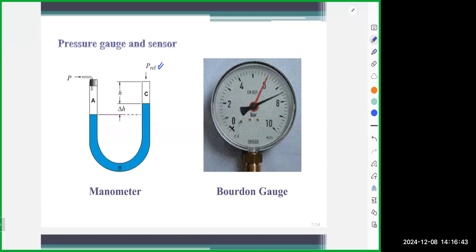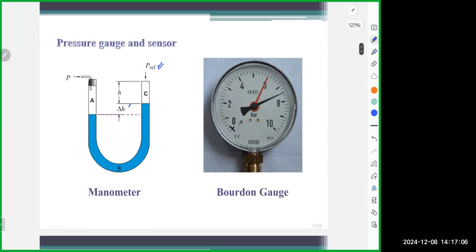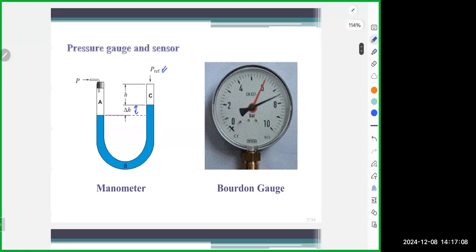But you can see that the pressure in the manometer, the device that looks like this, is not easy to handle, right? Because of the U-tube and the pressure inside, you have to measure the height here. Okay, it might not be easy.